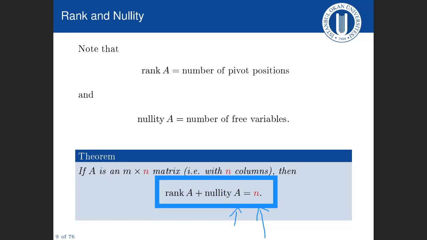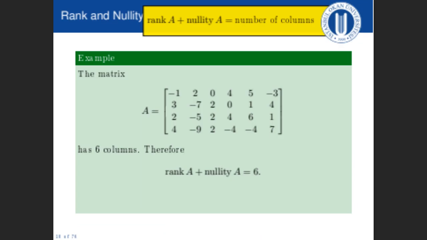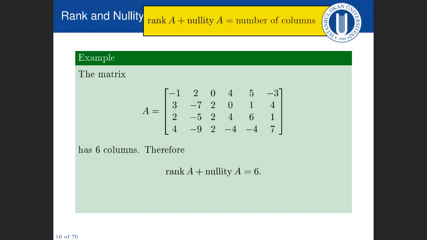For the second exam and the final exam, make sure that you remember this formula. Not every year, but most years, there's a question involving this formula. So, for example, the matrix we just looked at has 6 columns. The rank was 2, the nullity was 4, and 2 plus 4 is equal to 6.